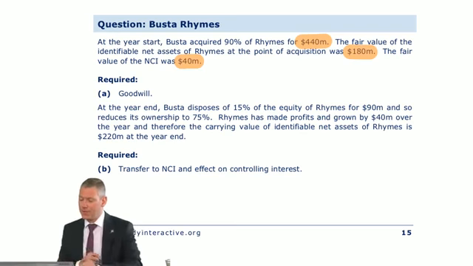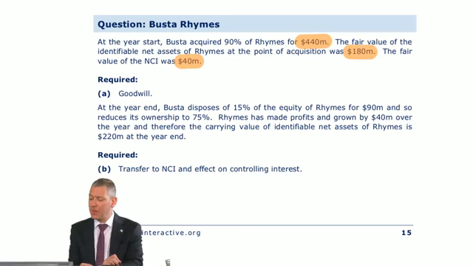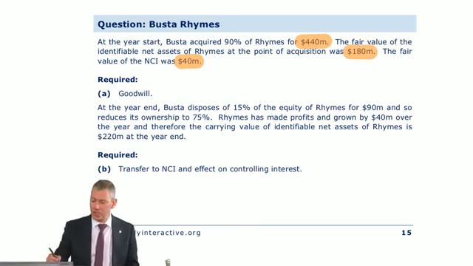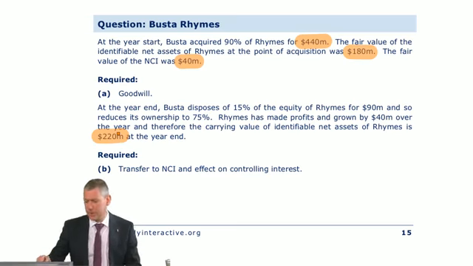So let's read on down at the bottom there. At the year end, Buster disposes of 15% of the equity of Rhymes for 90, and so reduces its ownership to 75%. Rhymes has made profits and grown by 40 over the year, and therefore the carrying value of the identifiable net assets of Rhymes is 220 at the year end. So that's 220 at the year end.